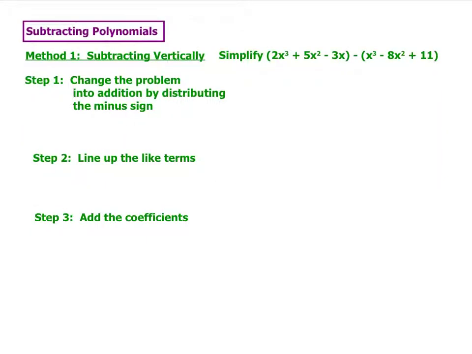Okay, what we're going to do is subtract polynomials. First, we're going to change the problem into addition by distributing the minus sign. Basically, keep, change, change, change, change. You can do it this way by going keep, change, change, change, change, and that's fine. Or you could line it up first. So now everything's changed. Now I'm going to write it as an addition problem.